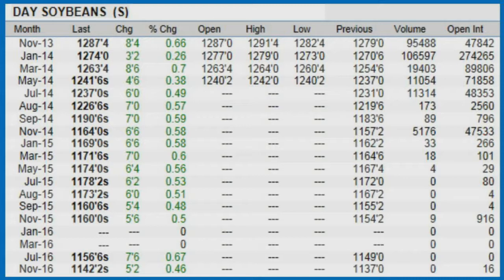From this snapshot, you can see here November 14, 2014, soybean futures are trading at 11.64. So what does this mean? It means that at this point in time, on this day, the market believes that once we get to November 2014, we're going to be looking at soybean prices roughly around $11.64 per bushel.